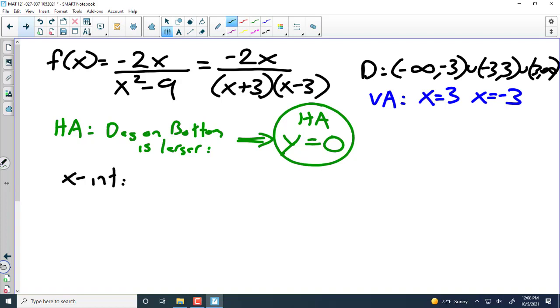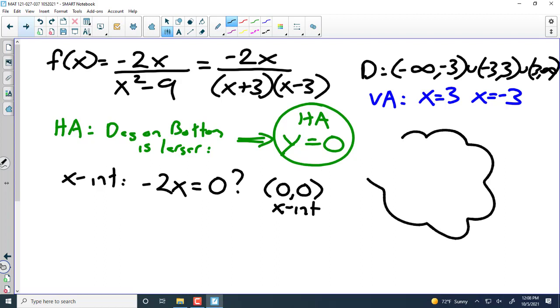X-intercept. Set just the top equal to 0. Don't make this harder than it has to be. What value do you multiply by -2 to get 0? 0. -2 times 0 is 0. That means our x-intercept is (0, 0). And (0, 0) is also the y-intercept. (0, 0) counts as both an x-intercept and a y-intercept.